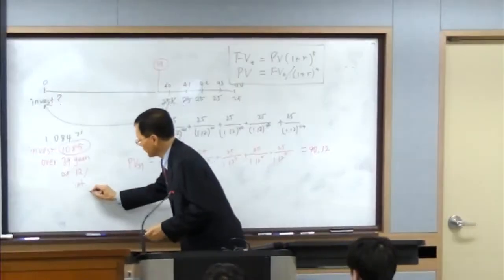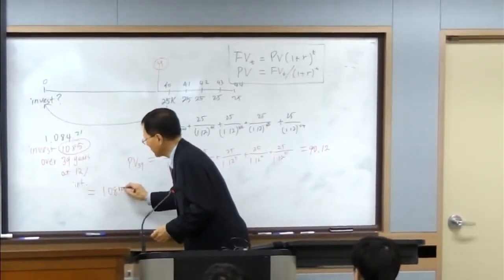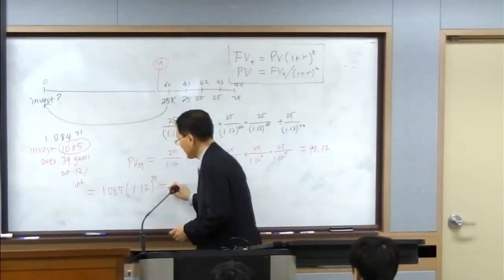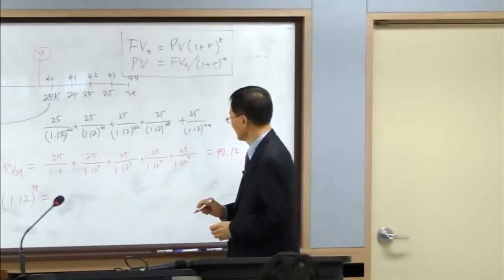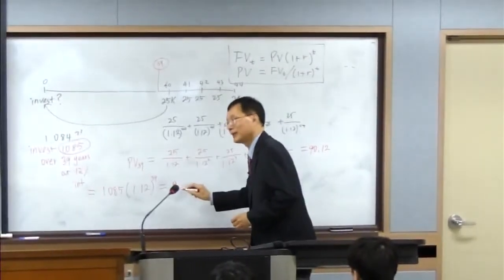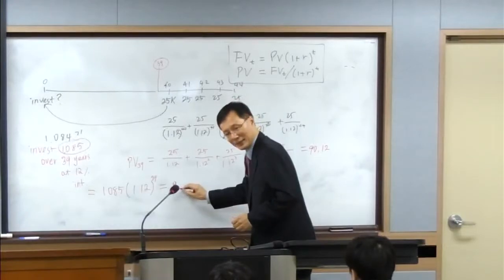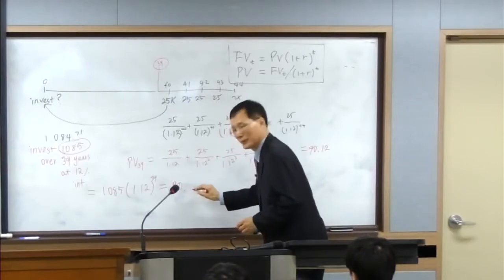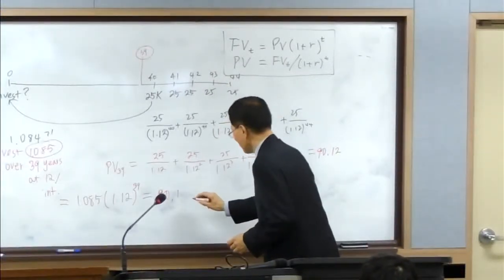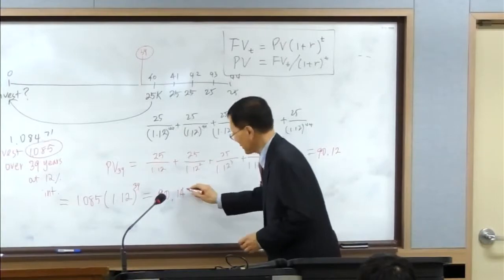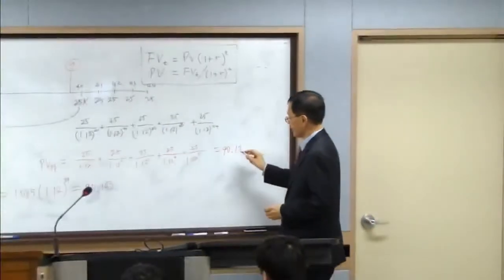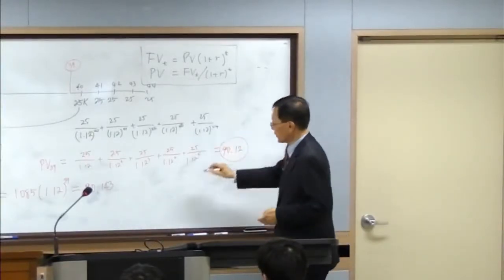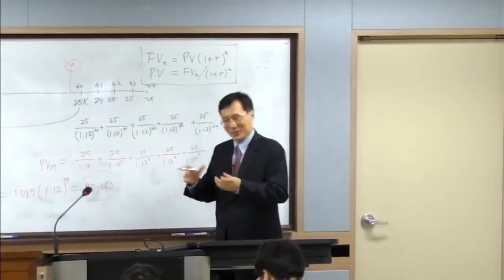This is nothing but 1085 times 1.12 to the 39th power. About 90,000. Okay. That's good enough. This one and this one are very close, right? Because of rounding.